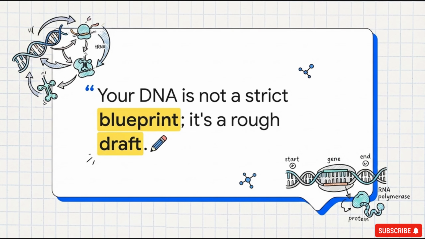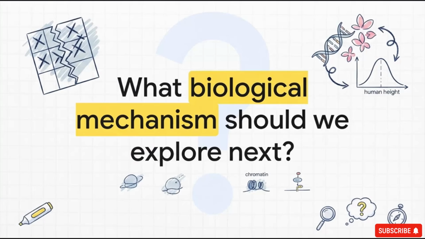It's that genetics is this highly interactive, incredibly dynamic network. It's not just rigid math on a chalkboard, and your DNA is absolutely not a strict blueprint. Honestly, it's much more like a rough draft. It is the starting point, not the finish line. Now that we've completely broken the Punnett square and seen the complex molecular reality behind everything from pink flowers to human height, I want to leave you with this final question.